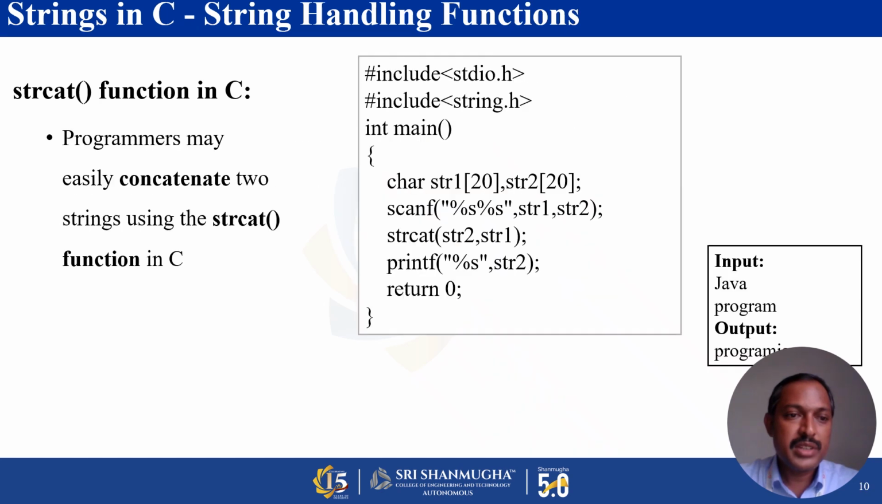Next, strcat, which is used to concatenate two strings. For example, I get two strings as input from the user, str1 and str2. For str1 I give Java, and for str2 I give program. Next, strcat of str2 comma str1. At the end of str2, str1 is going to be added. That means at the end of program, Java is added. So what value does str2 hold? program Java. This value of str2 will be printed.